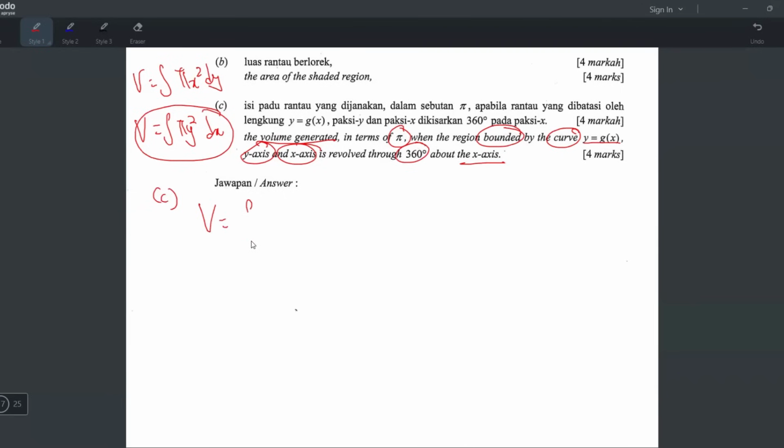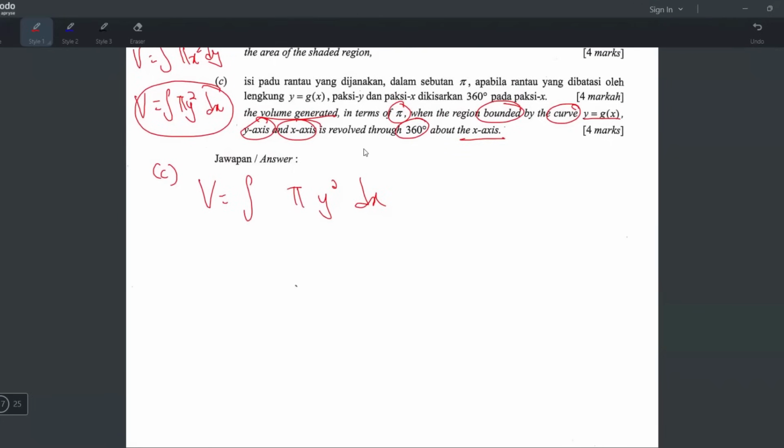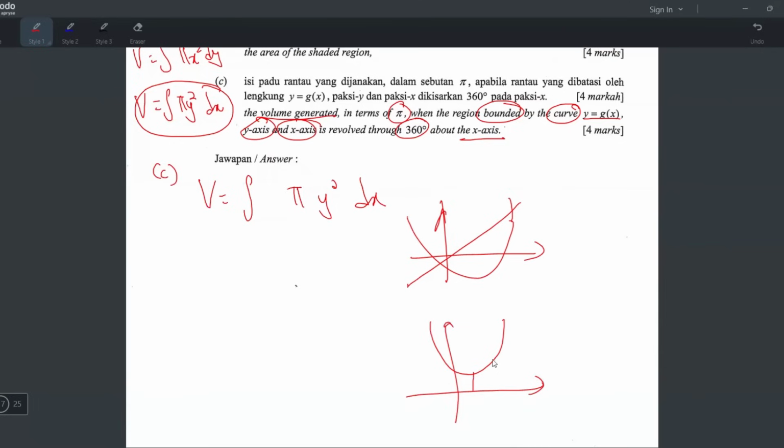So later your volume formula will be this: integrate pi y square dx. But you also have to double check with the region, because sometimes the region they want is like you have to take something minus something. Especially when your region, like let's say this is your curve, but let's say this is your straight line, but maybe the region is like this. Then you cannot integrate one time already. You have to integrate two times already, because this line is a second line. So it's like you have to integrate this and this separately.